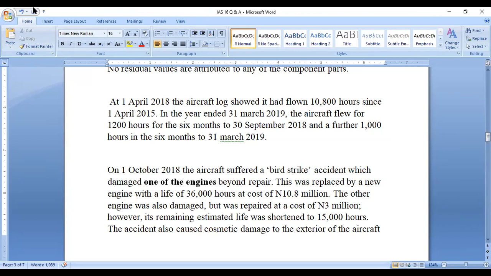Okay, please, can someone give us a suggestion? Well, how do you think it should be treated? Because what we're looking at now, we want to find the cost of depreciation for the engine. Remember, it is a complex non-current asset. We find the cost of depreciation for the engine, we also find it for the cabin, and we also find it for the exterior.